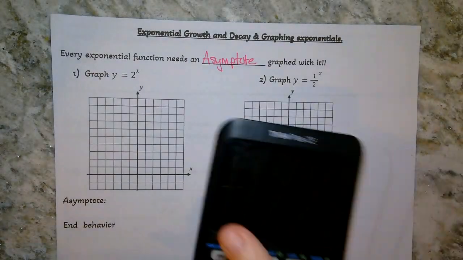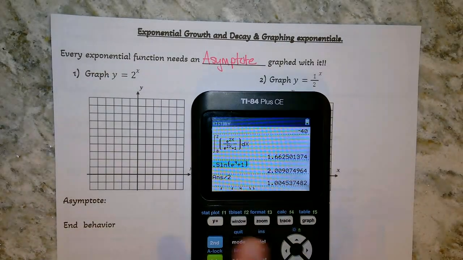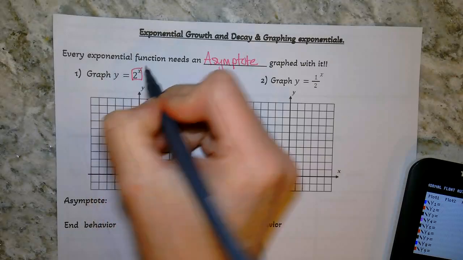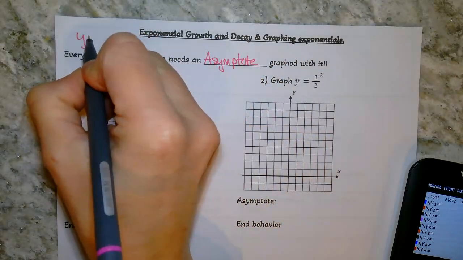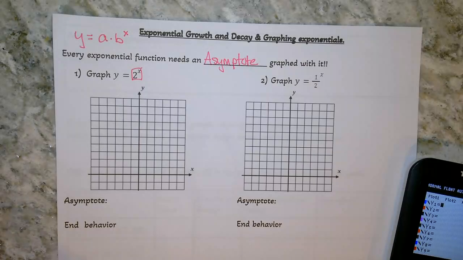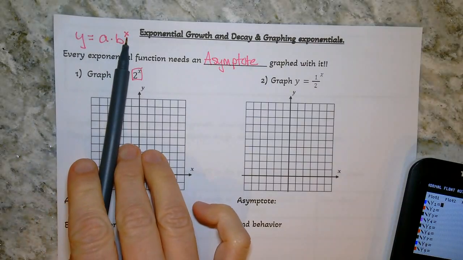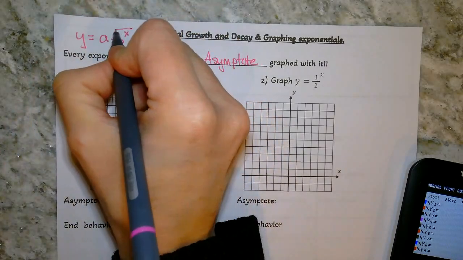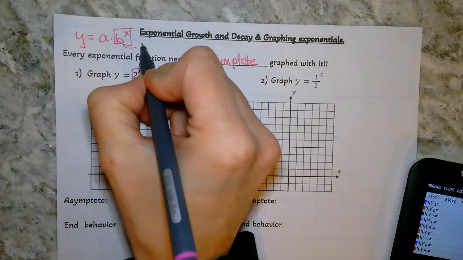It says graph 2 to the x. So let's just talk about what we should be thinking at the moment. This is attached to the x. So let's rewrite our formula: y equals a times b to the x. And again, it's exponential because the exponent is the variable. Okay, so the number the x is attached to, the b value, is our growth or decay.